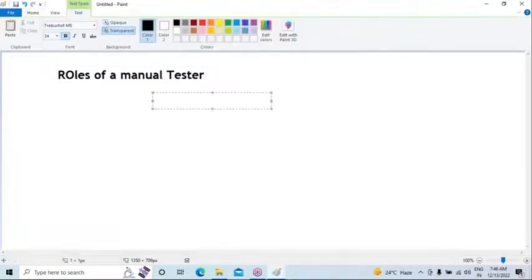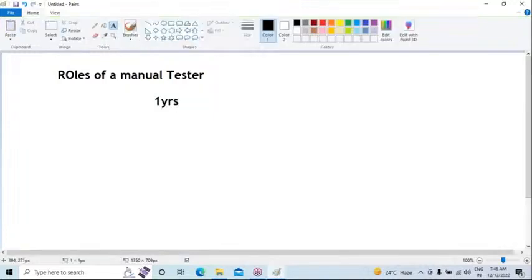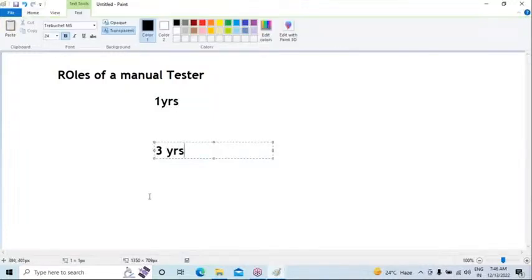So coming to this, I'm having 1 year of experience, and another person has 3 years of experience. Next, one person is having 8 years of experience. And I have 12 years of experience, for example. Whatever work is going to be done by this 1 year person, the same work is going to be done by the 12 years person on the testing side.